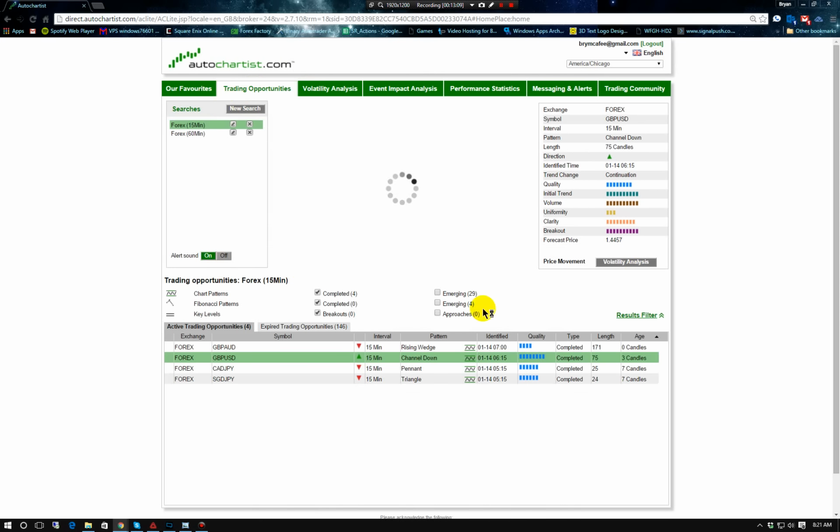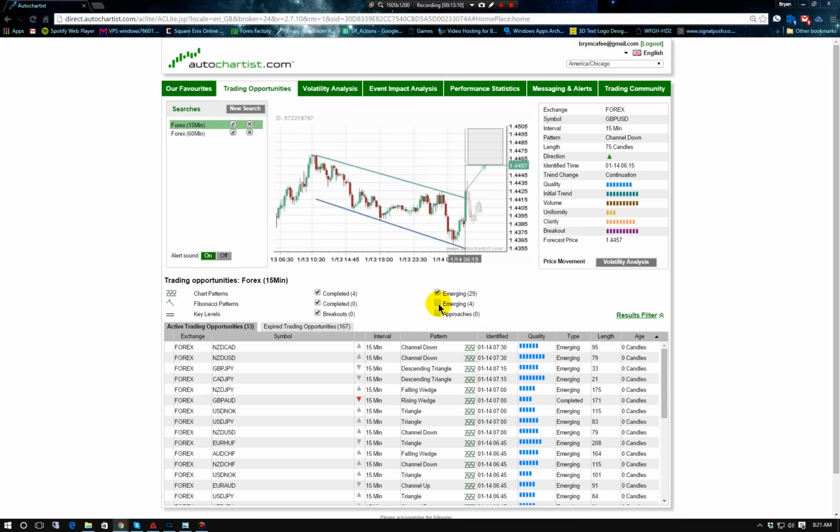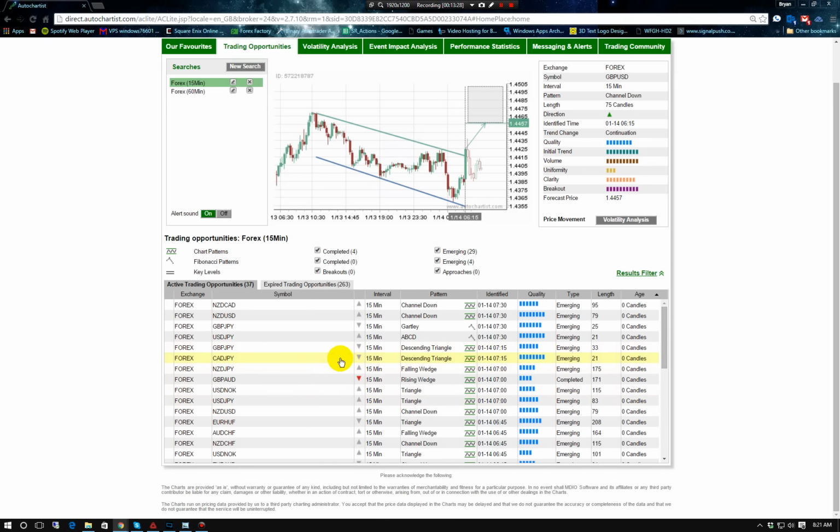Okay, so up to trading opportunities, let's turn on everything so we can see what we get. We have 0 approaches, 0 breakouts, freaking 0 completed on Fibonacci patterns. So we have emerging 29 on chart patterns, 4 emerging Fibonacci, and then you get all of them right here.